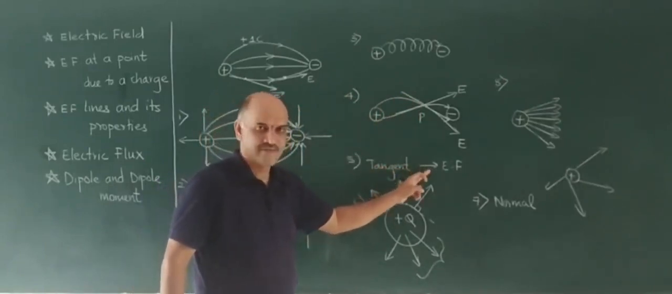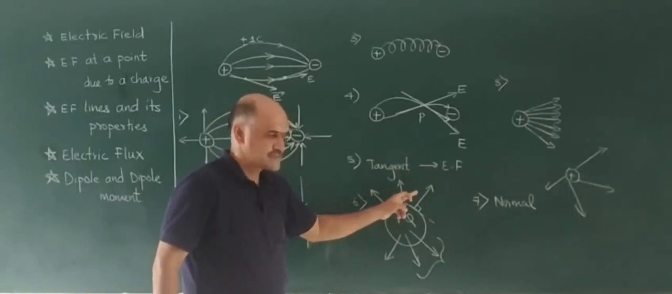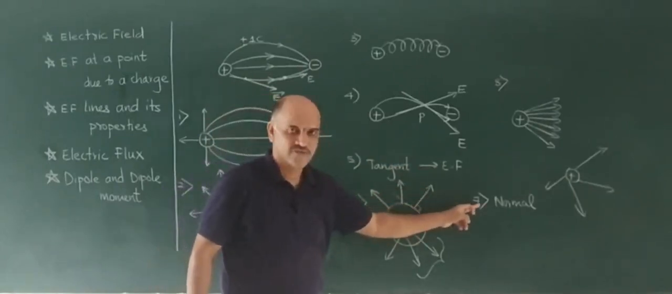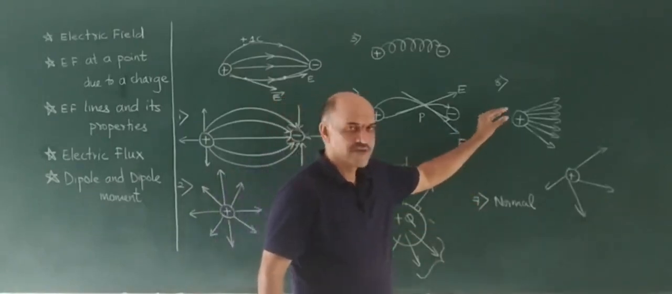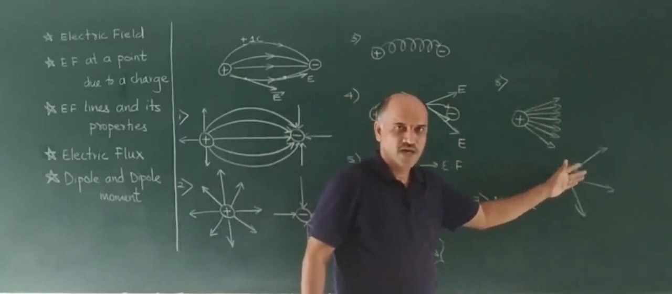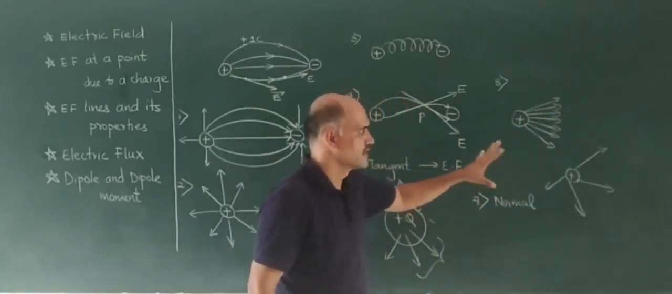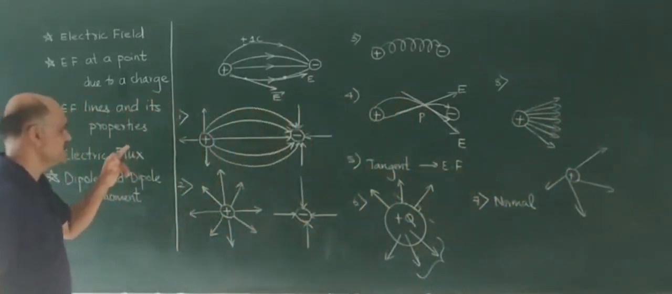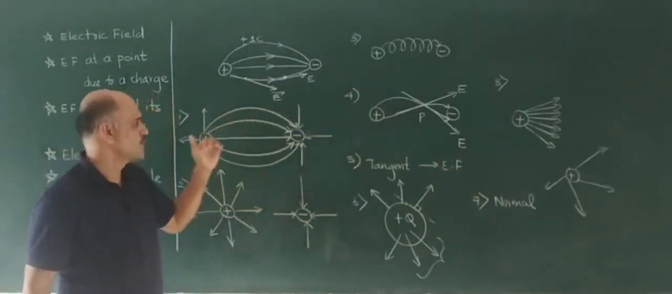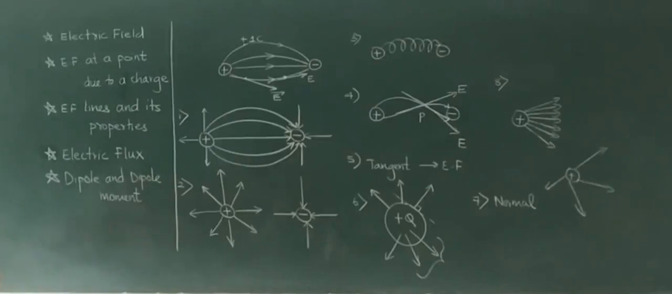This is the same as the definition. It starts from the surface and ends at the surface. It is always normal to the surface. And if lines are very near to each other, the field is stronger. If they are far, then the field is weaker. This is about electric field lines. If you want, you can pause and note down, then we'll go to the next concept.